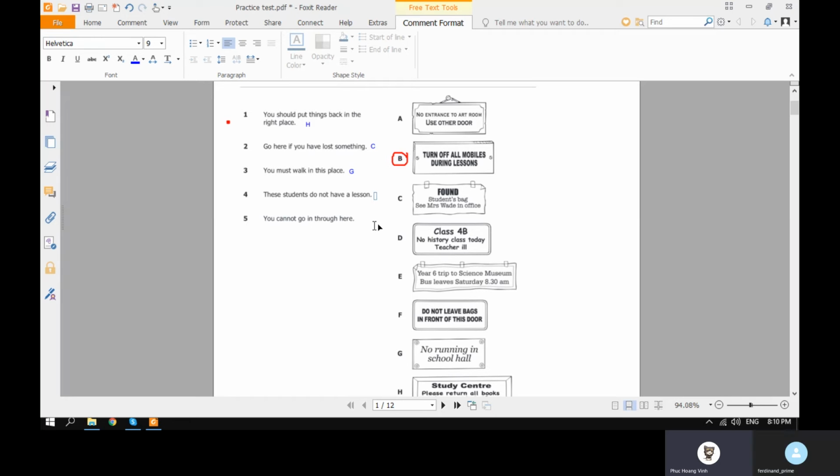These students do not have a lesson. Okay, these students do not have a lesson. And what is your answer here? Is D. Okay, D. And what about the last one here? You cannot go through here. Okay, you cannot go in through here.